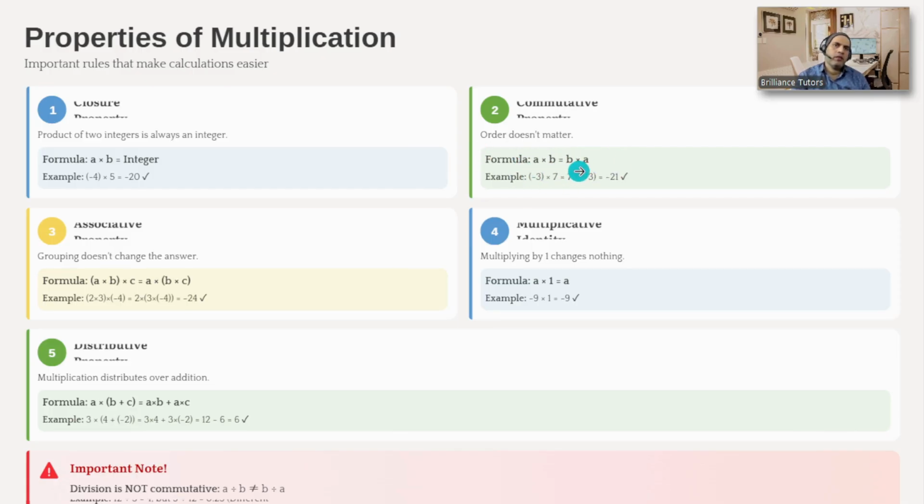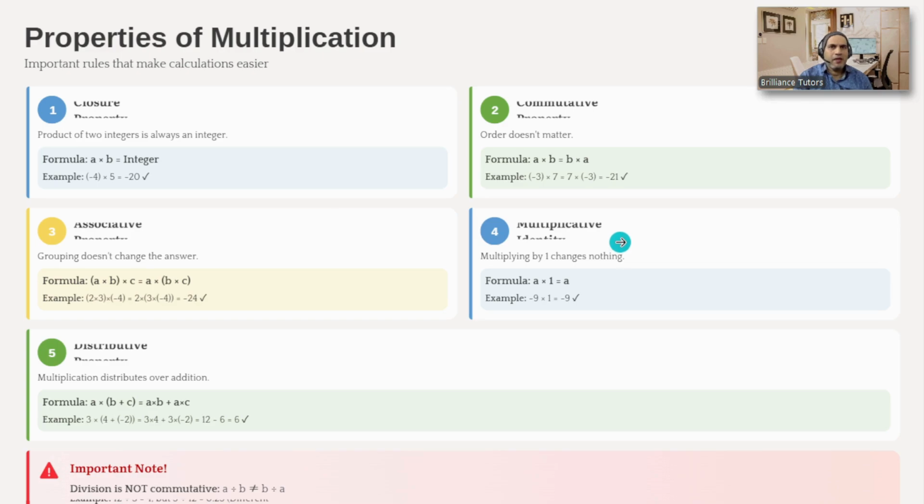So a into b equals b into a, that is the same result. Associative: grouping does not change the answer. Suppose you multiply a into b and then multiply by c, versus first multiplying b and c and then multiplying by a. This kind of rule is called the associative property. Okay, understand?